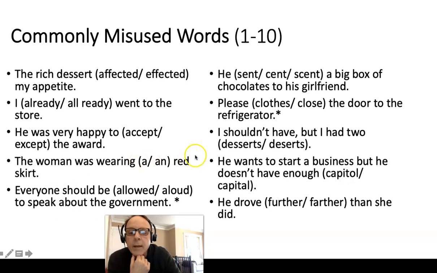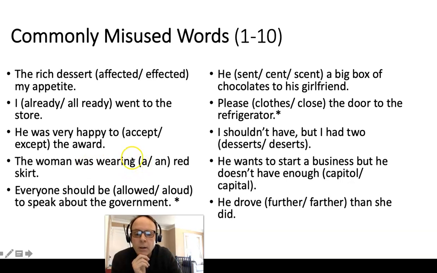The woman was wearing a red skirt or an red skirt. Now, this is the first one of these that we've talked about so far that there's a rule that I can point to. Whenever there's a rule, I'll try to share it with you. Some of these, there's probably a rule, but I'm not always aware of it. But this one, I'm very aware of the rule.